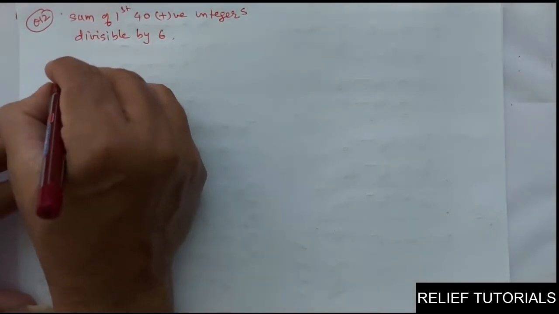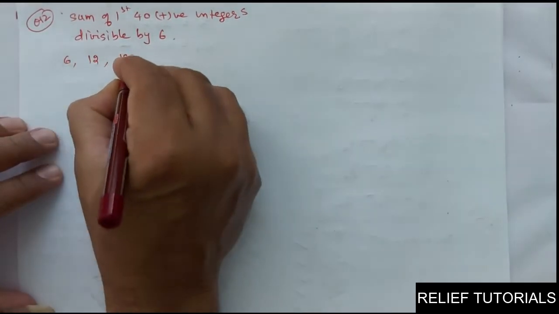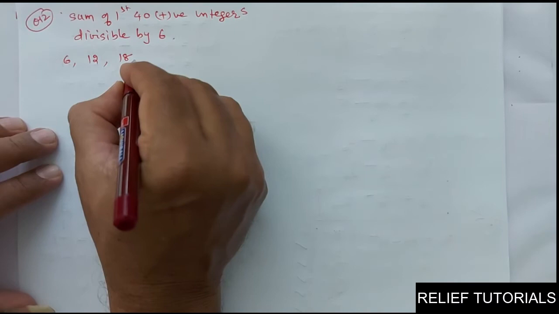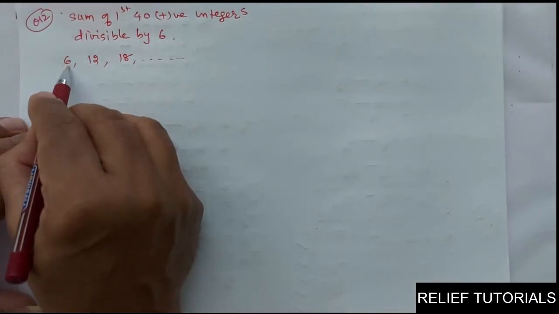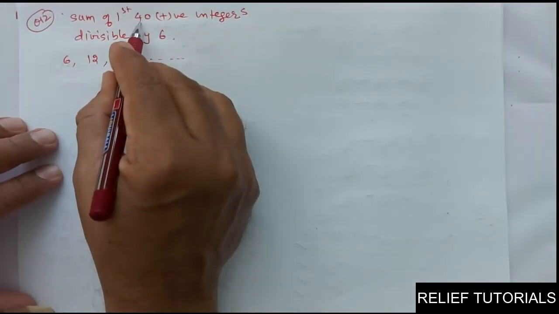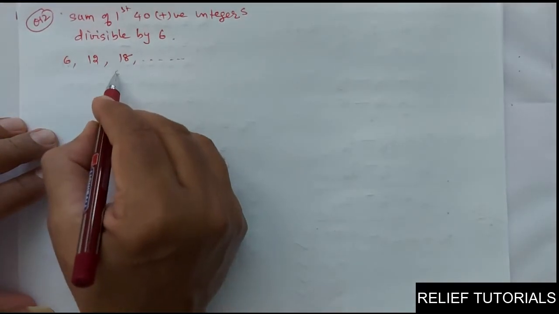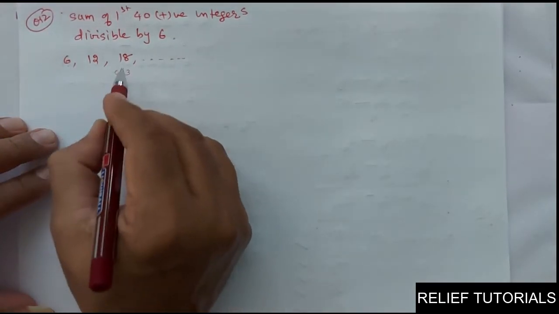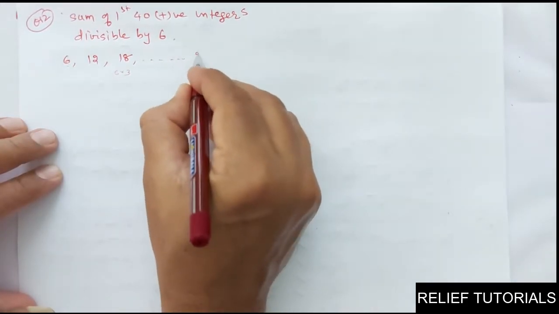So 6 ones are 6, 6 twos are 12, 6 threes are 18, and so on. So this is the first integer divisible by 6, second, third, you have to find the 40th. So 6 40s are, that will be the 40th integer. See, this is third. 6 3s are. So it is third. Now 40 you want, so 6 into 40.